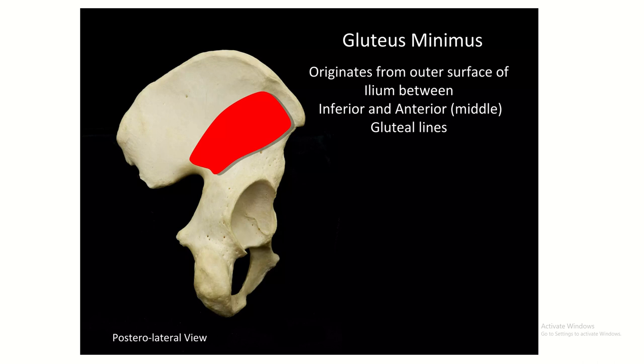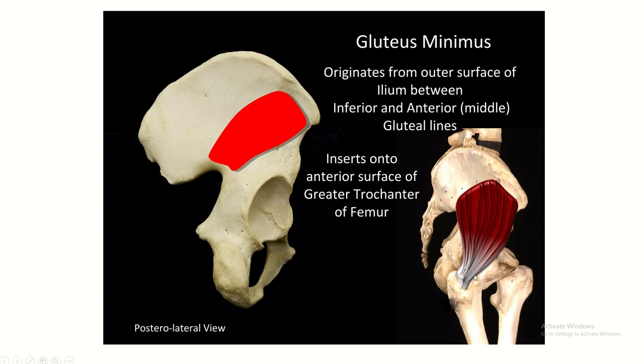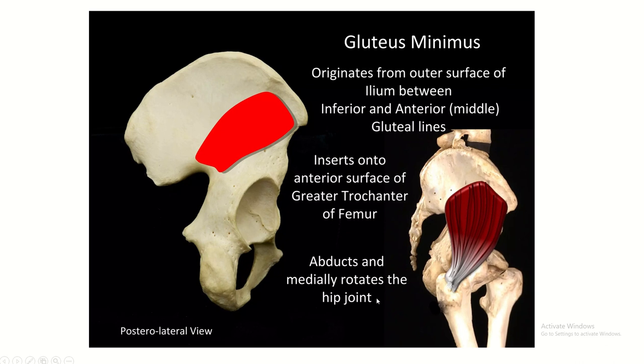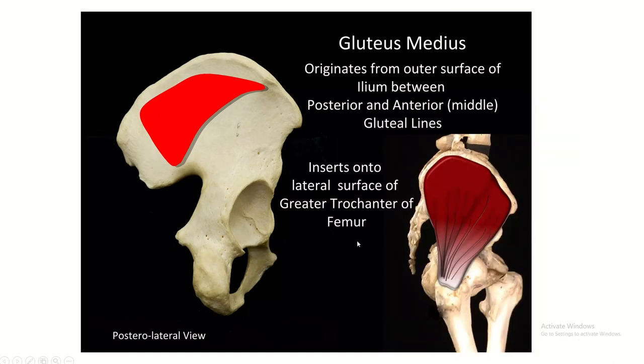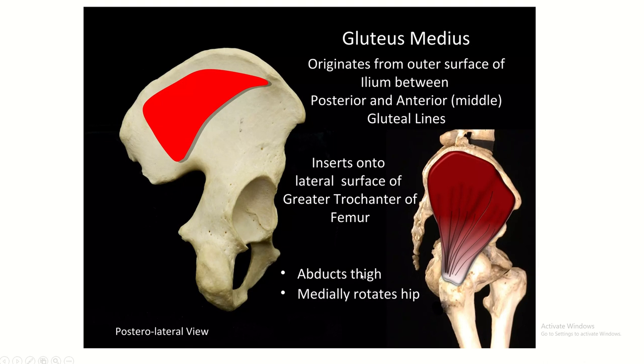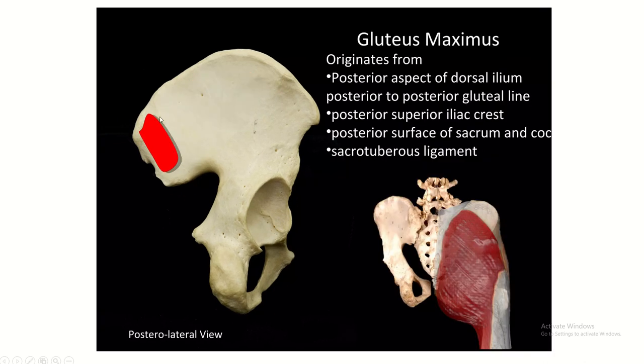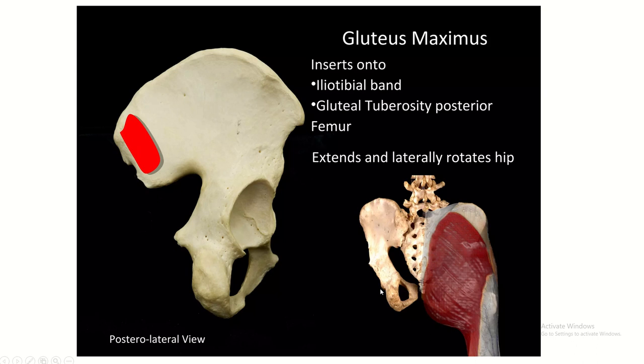Gluteus minimus is present between the inferior and anterior gluteal lines. It is inserted into the anterior surface of the greater trochanter of the femur, and it causes abduction and medial rotation of the femur. The gluteus medius is present between the anterior and posterior gluteal lines, and it is inserted into the lateral surface of the greater trochanter of the femur, and it causes abduction of the thigh and medial rotation. Gluteus maximus is inserted into the gluteal tuberosity of the femur, and it causes extension and lateral rotation of the hip.